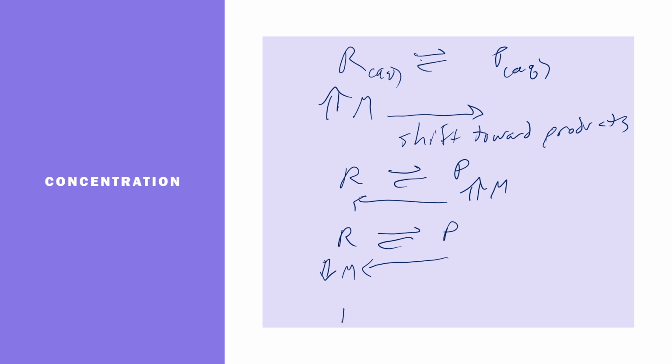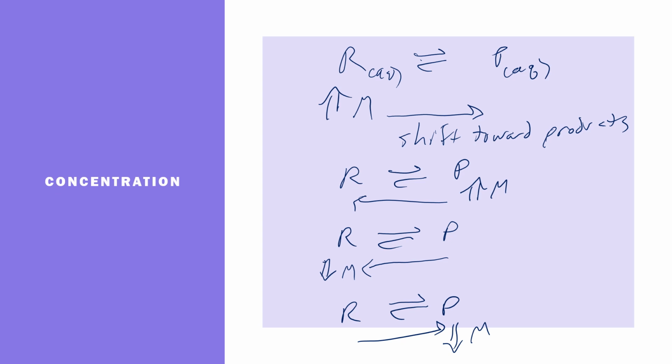And then our final example, if we have our reactants and products, if I were to decrease the molarity of the products, again, you can do this by adding something that binds it up, or by physically taking it out, now you don't have enough products. That's our stress, so we need to make more products by shifting towards the product side. And so that's how concentration affects it.